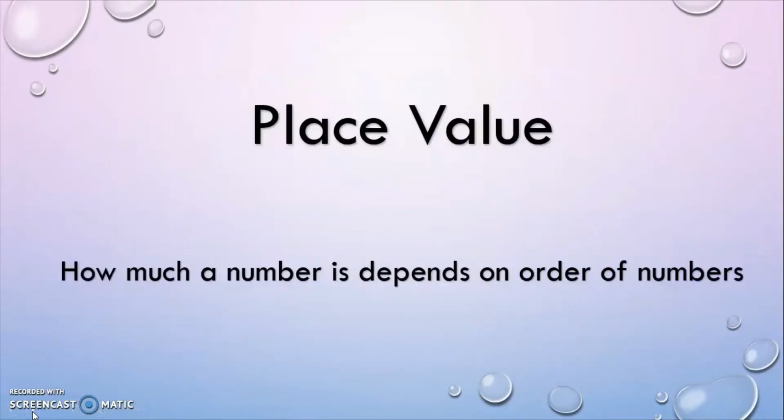So what's place value? Place value just means how much a number is worth, depending on the order of those numbers. If I have a 2-digit number, that's when you have two numbers, and let's say it's a 2 and a 1, that's 21. But if I flip those numbers or switch their order, now the number will be 12, a 1, then a 2. So that's place value.